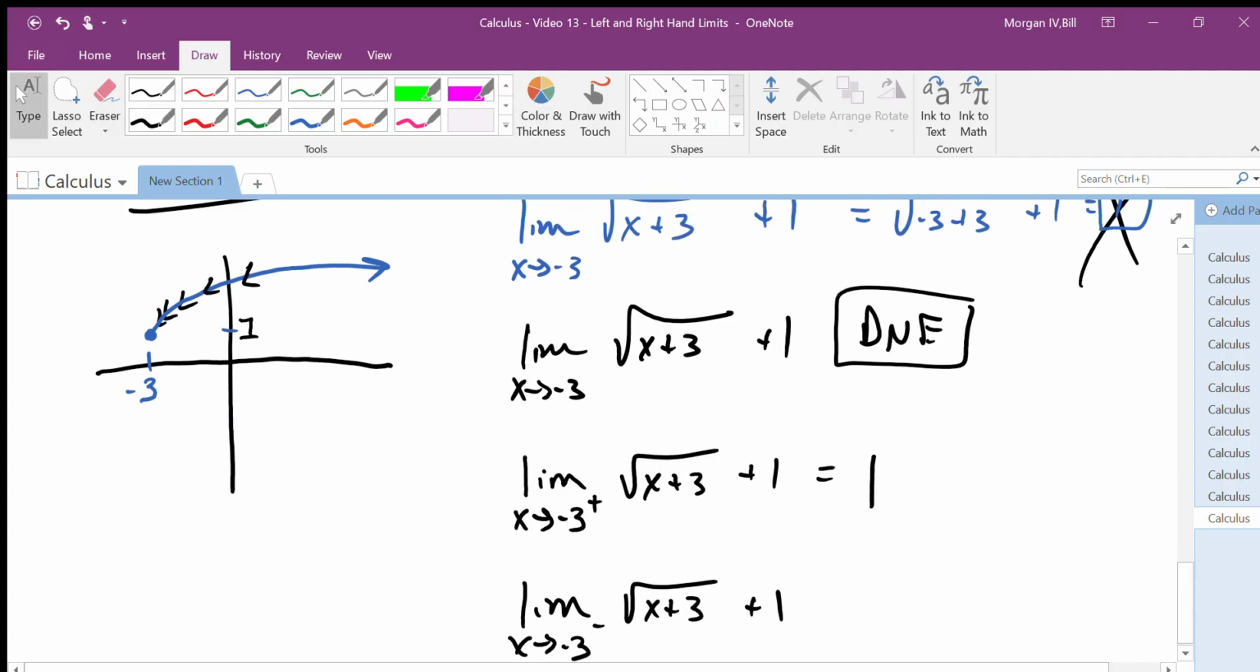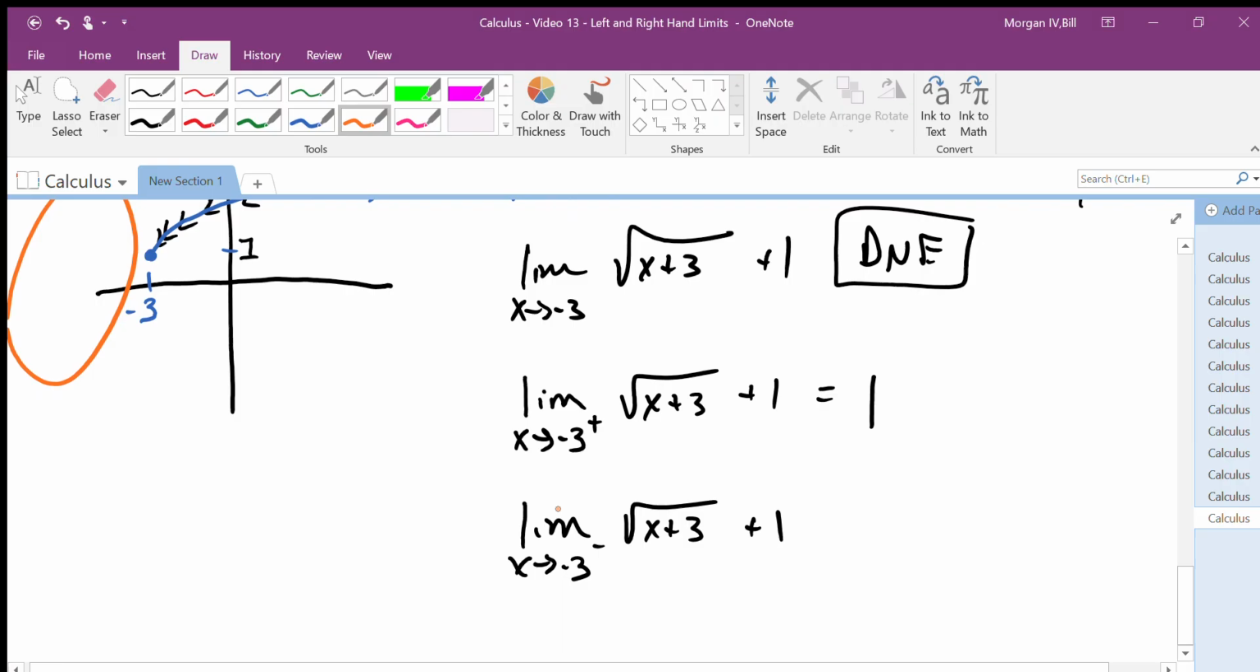Try, on the graph that I've drawn here, to approach the x value of negative 3 from the left. You can't, because there is nothing over here. The function is not defined for x less than negative 3. It's undefined. You're taking square roots of negatives. That's an undefined thing. The limit as x approaches negative 3 from the left does not exist.